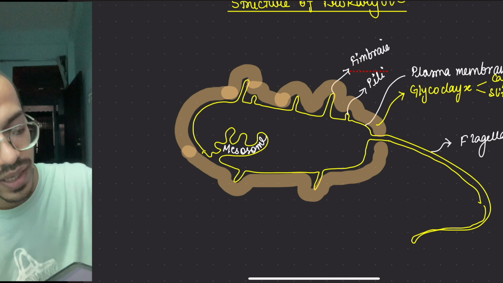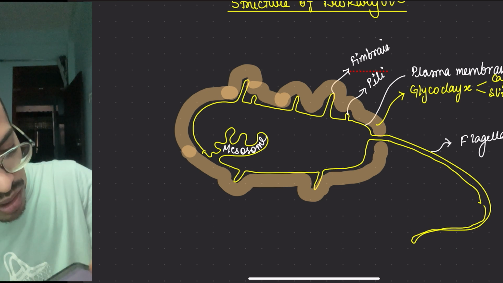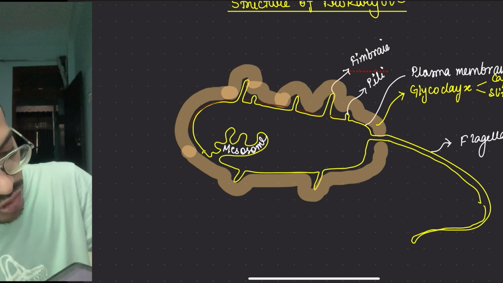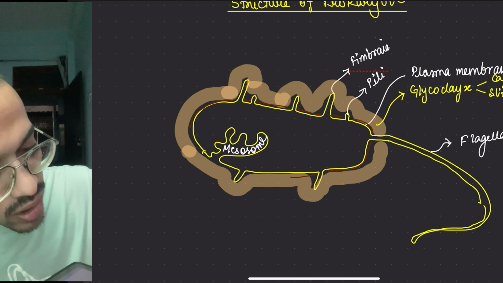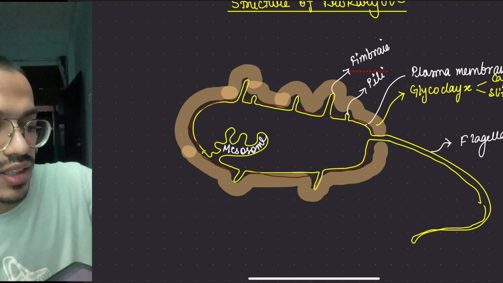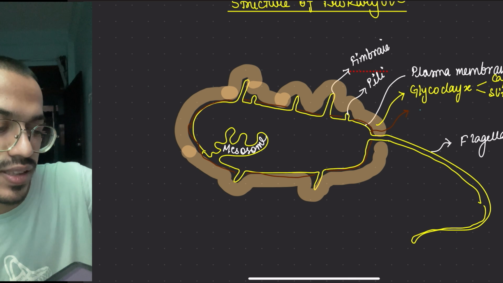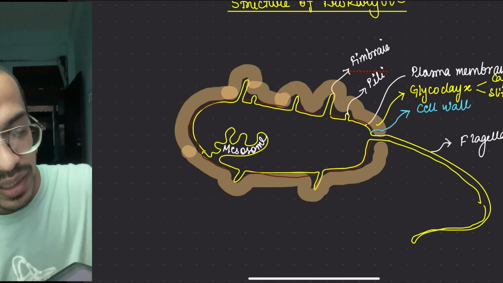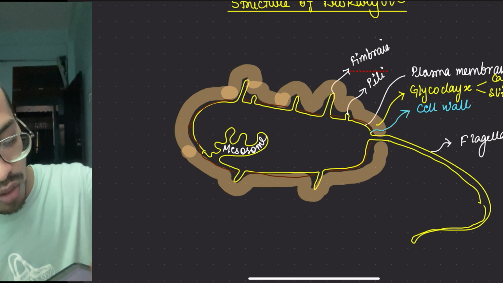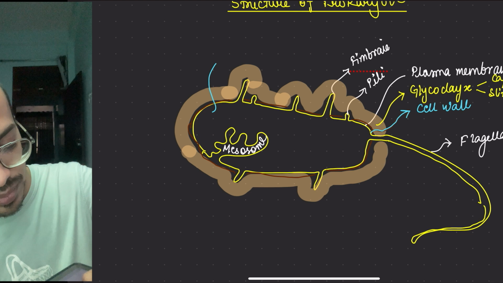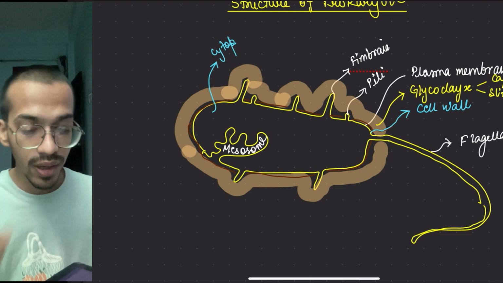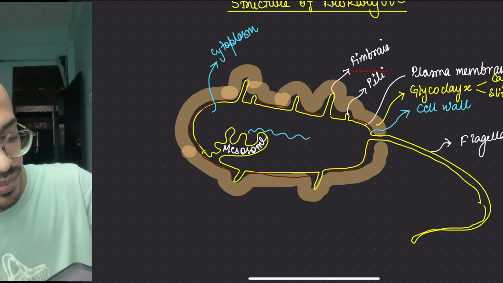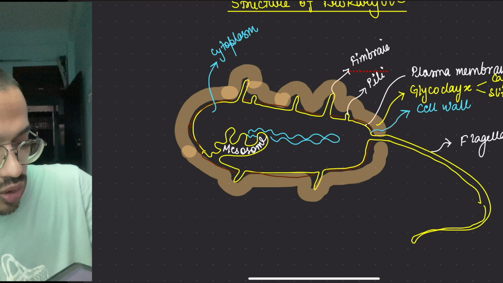Moving on to the next thing. In between, there is a rigid structure present. Rigid means it does not change its position, and that is the cell wall made up of peptidoglycan, which we have already studied before. Now inside it there will be the presence of cytoplasm. Moving on, there will be the nucleoid present, means the genetic material. So this is the nucleoid.